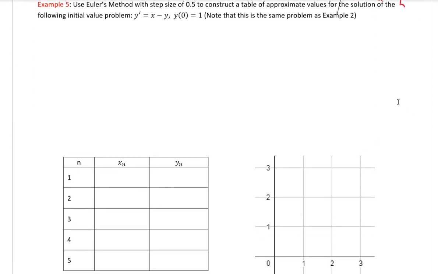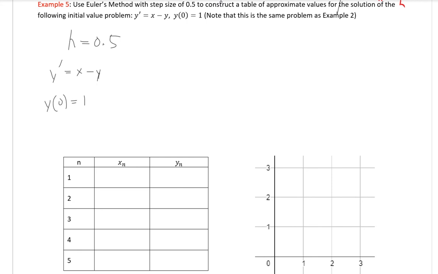So we're going to use Euler's method with step size of 0.5, so we have h is 0.5, to construct a table of approximate values for the solution of the following initial value problem. We have y prime equals x minus y. We have y0 equals 1. And notice that this is the exact same formula we did in example 2, the first direction field we did. Now we're actually going to calculate the formula for this.